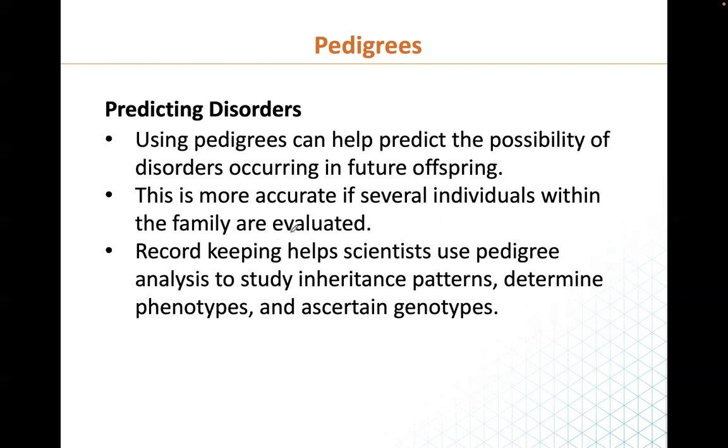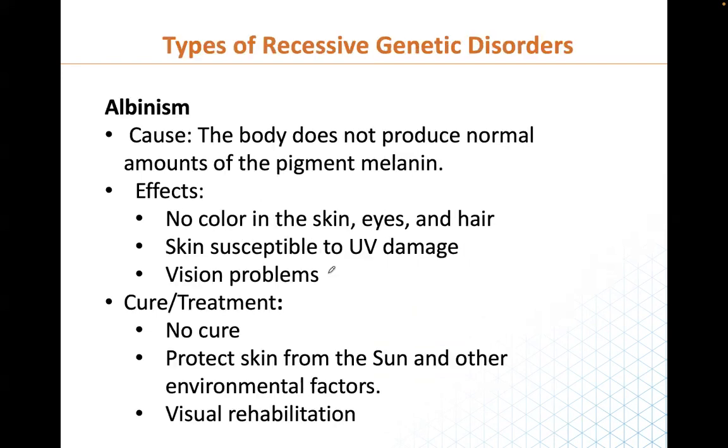If you have more members of the family going through the process of evaluation, then you would be able to see that there could be a chance for some members of the family to have the disease. Record keeping helps scientists use pedigree analysis. When a family keeps a good record, it is going to make it easier for the doctors or the geneticists to make inferences from the pedigree. Now we want to study some recessive genetic disorders.